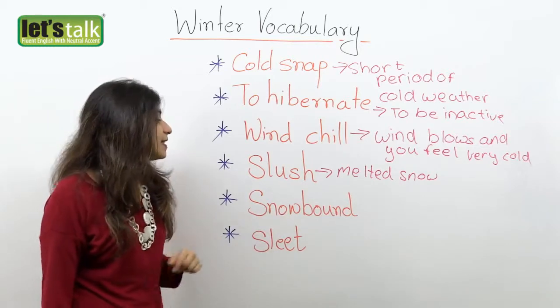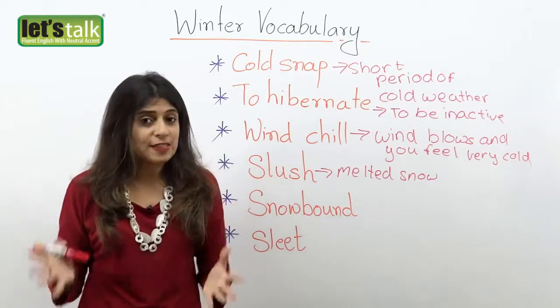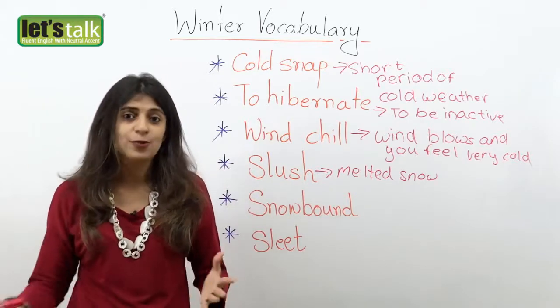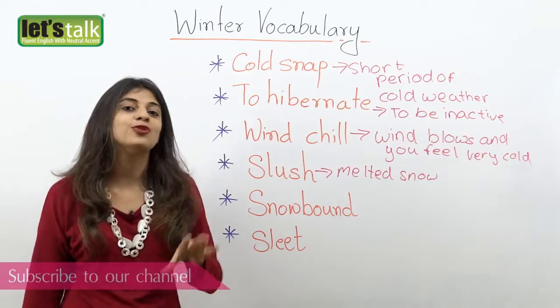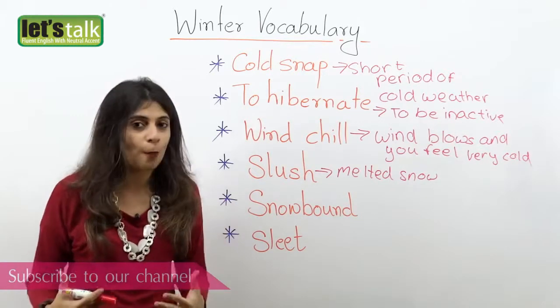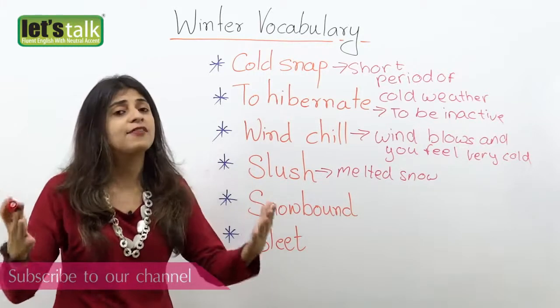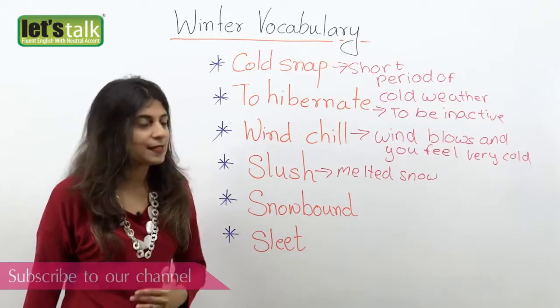The next one is snowbound. So when there's heavy snow outside your house, on the roadway, and it's impossible for you to travel, it means that you are snowbound. Because of heavy snow, you really cannot step out of the house.